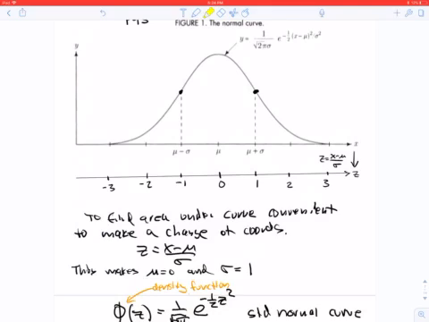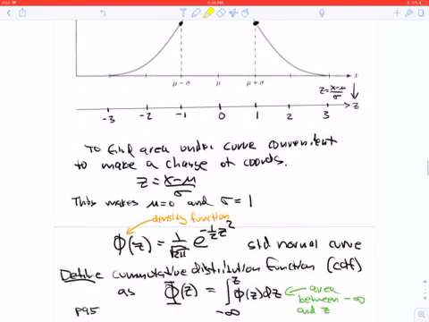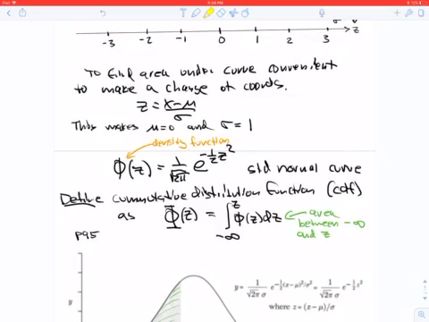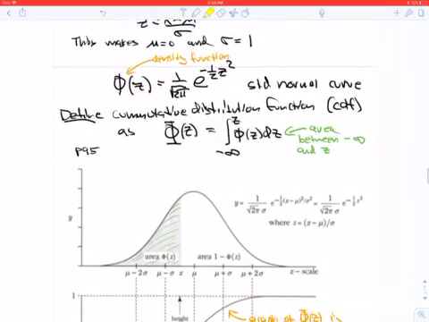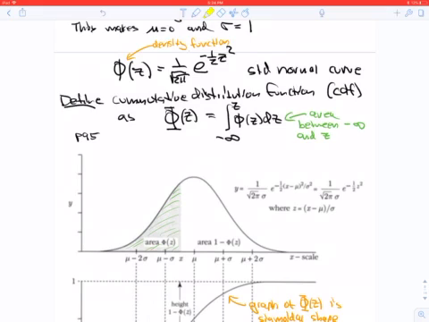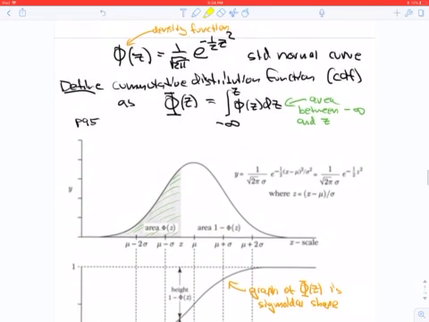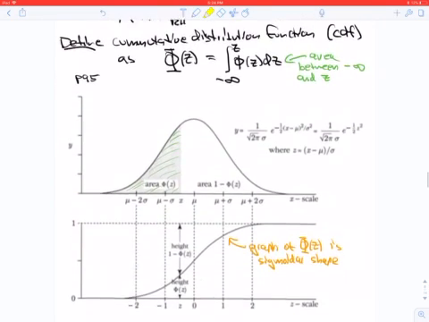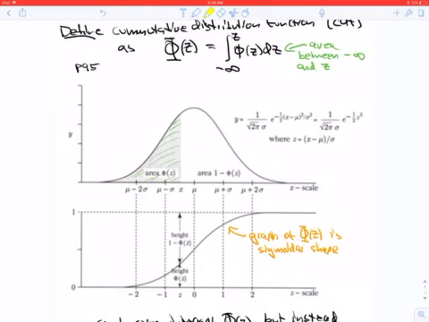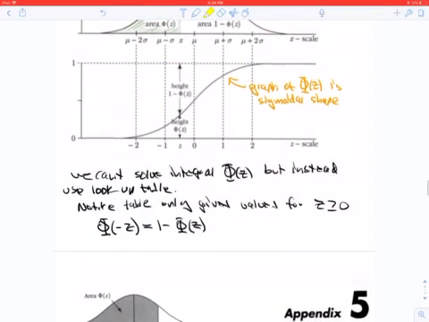So to find the area under this curve, it's convenient to make a change of variables, and z is x minus mu over sigma, and that has the effect of making mu 0 and sigma 1. That gives us the standard normal curve, whose density function is given here. And we can define the cumulative distribution function, which is the area between minus infinity and z. And its graph is sigmoidal shaped, running between 0 and 1.